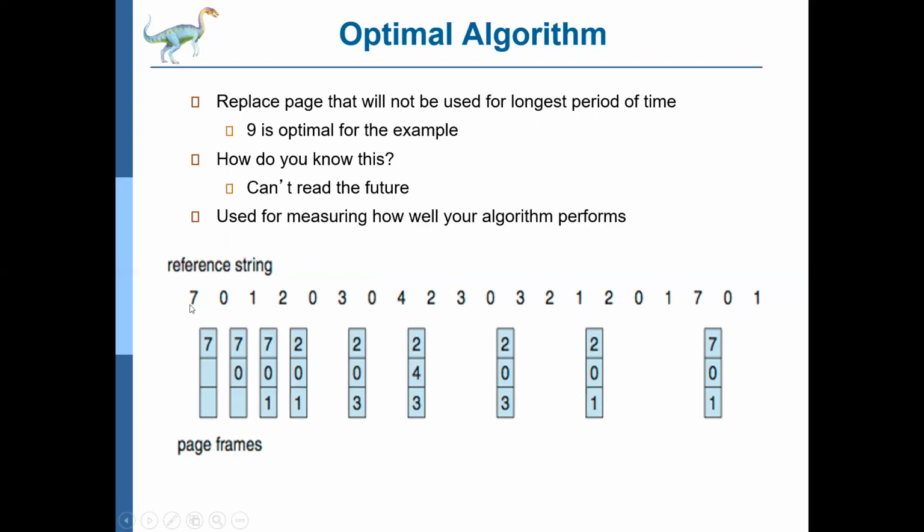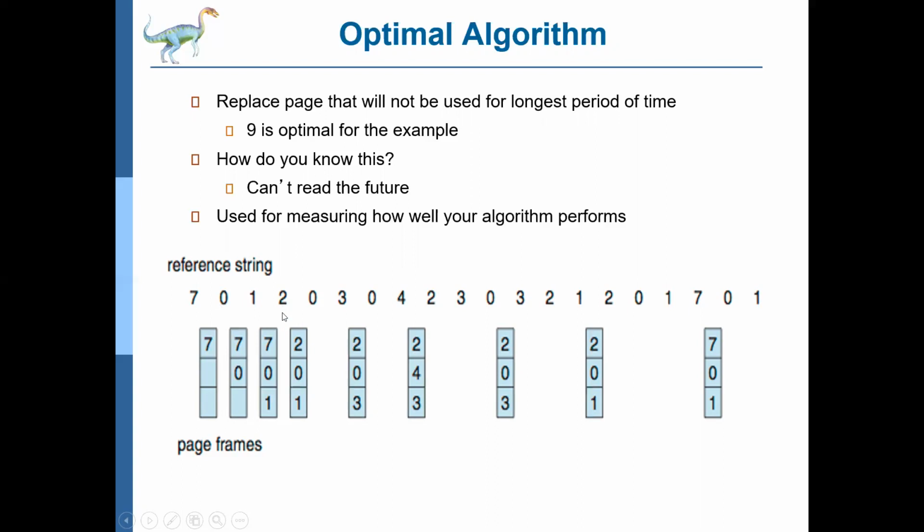7 is a page fault because 7, 0, 1 are called compulsory page faults, because none of the pages were there in a frame. 7 is requested, it is not there, it is a page fault. 0 not found, it is a page fault. 1 not found, it is a page fault. When you request 2, the frames are already filled. One of the pages has to be replaced. So which page has to be replaced? Let's look over here.